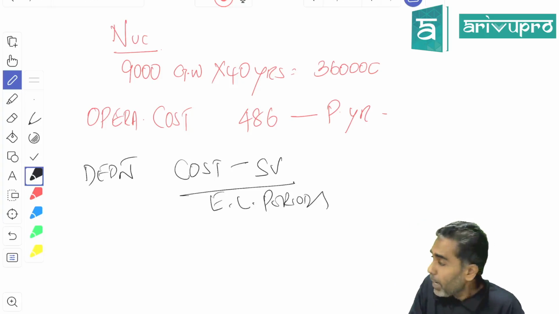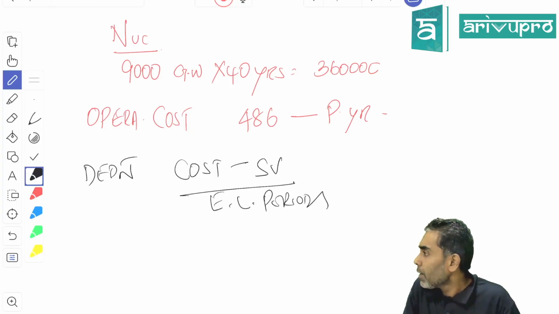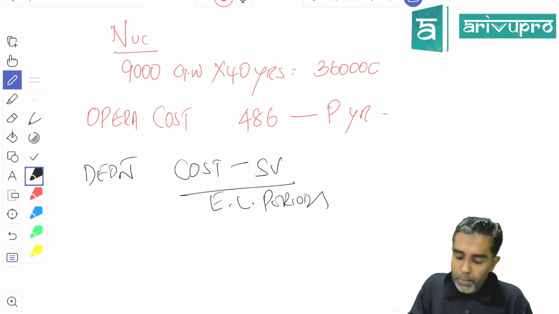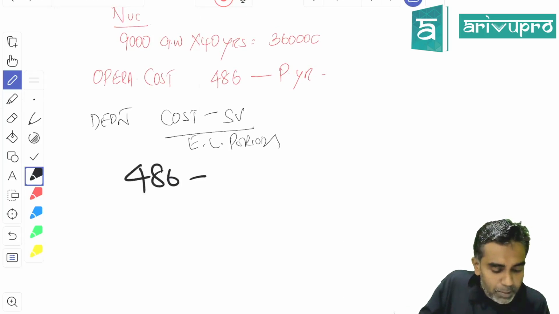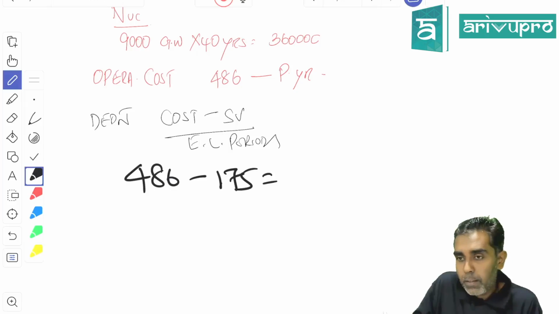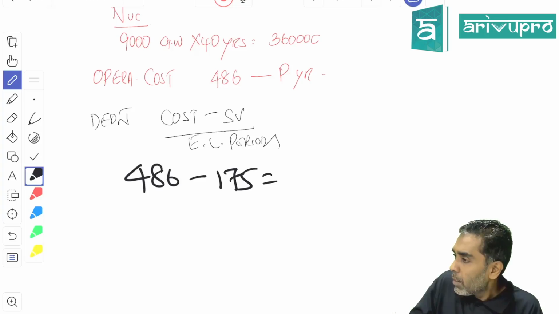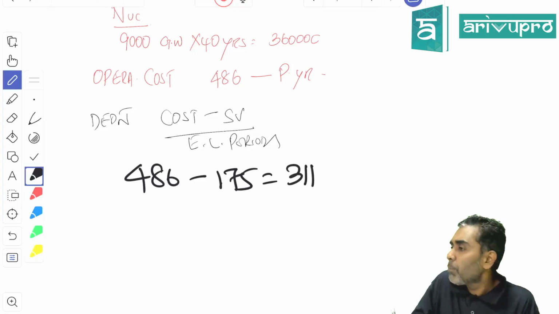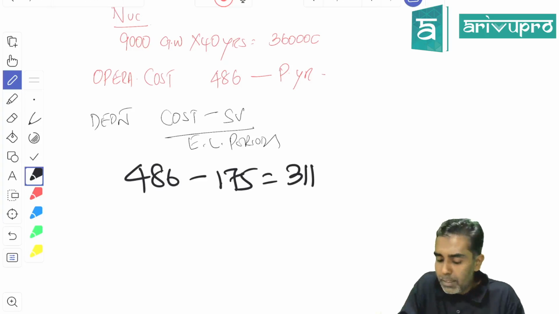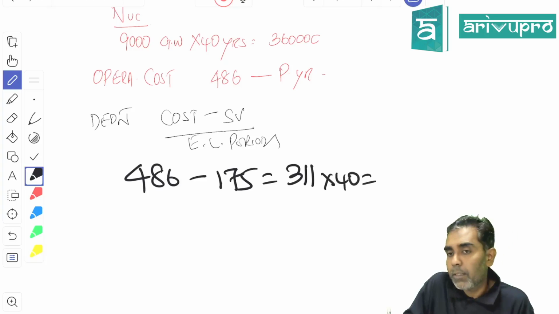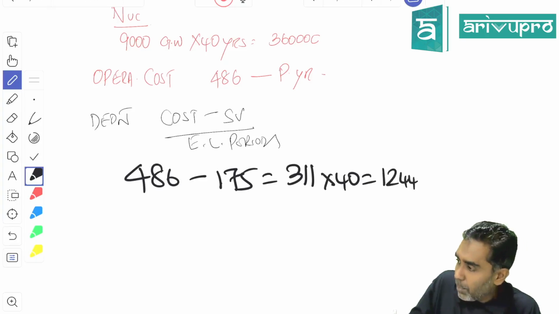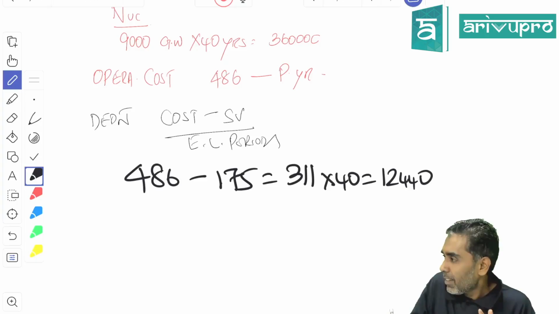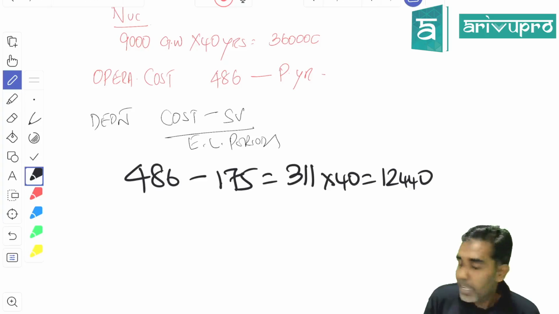So this operating cost includes the provision of what? Depreciation. Am I correct? Therefore, we need to calculate without depreciation, which would give you 486 minus what is the depreciation? 175. That would give you how much? 311. That is for the per annum. Since you are doing the calculation for how many years? 40. Times 40, then the total operating cost is how much? 12,440. That is in terms of million, no? Yes, in terms of million.